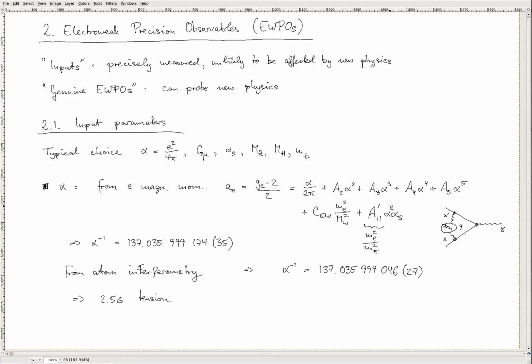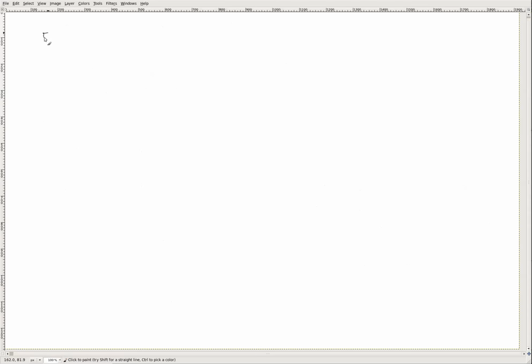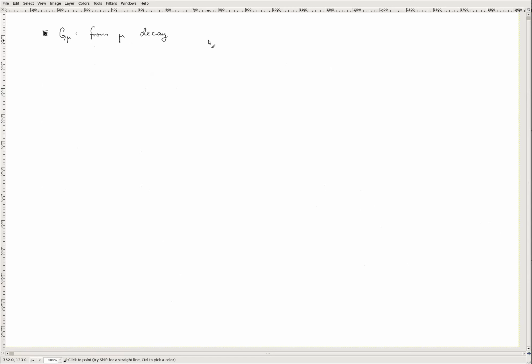Okay, good. So, yeah, this was the next input parameter I wanted to talk about. This is something we get in terms of measurement from muon decay. And historically, muon decay can be described by the Fermi model, which in modern language is an effective field theory, where we have a 4-fermion coupling, muon going in, and its decay products going out. So electron, muon neutrino, electron antineutrino.